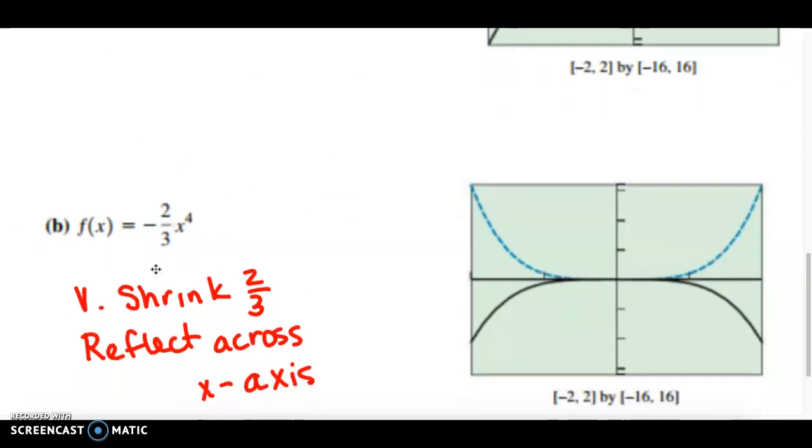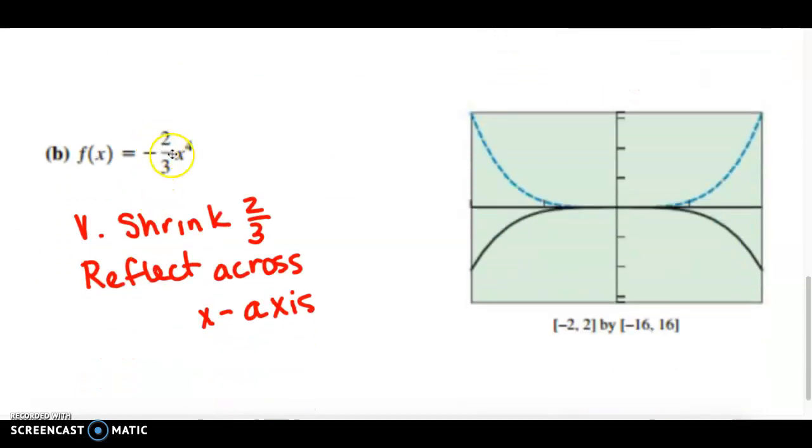The stretched one would be the black line, so it goes up faster. In the next one, we have negative 2/3 x to the fourth. So the parent function of x to the fourth looks like this dotted blue line. It kind of has a wiggle here.